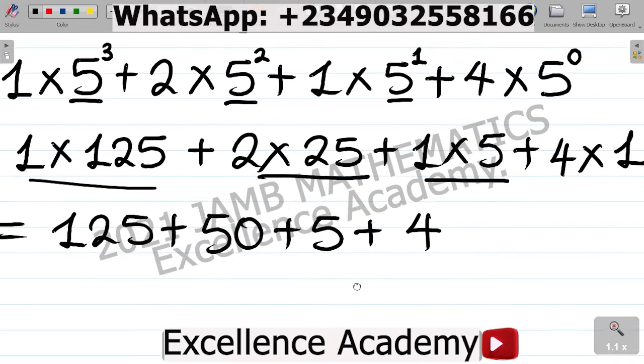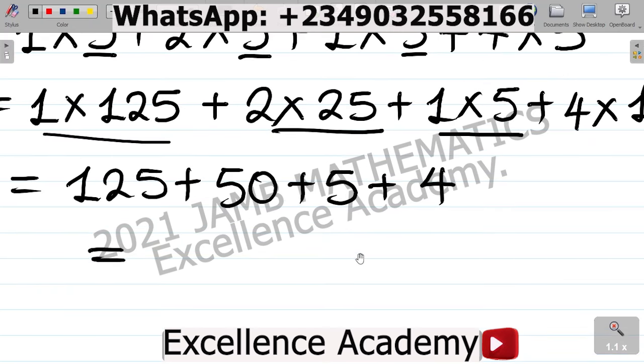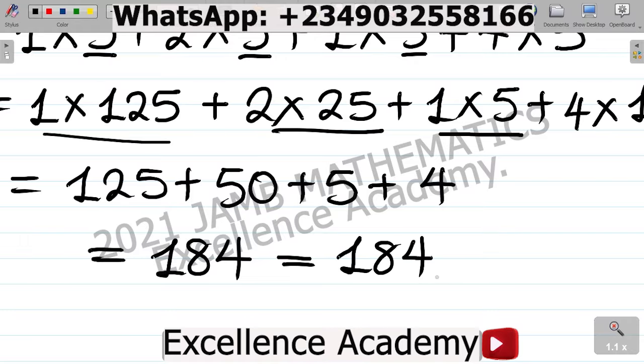All right, let's sum this. If you punch 125 plus 50 plus 5 plus 4, your answer there would be 184. All right, so this is 184. That is the actual number. And when we look at real numbers, they are always in base 10. So this is the same thing as me saying 184 to base 10.